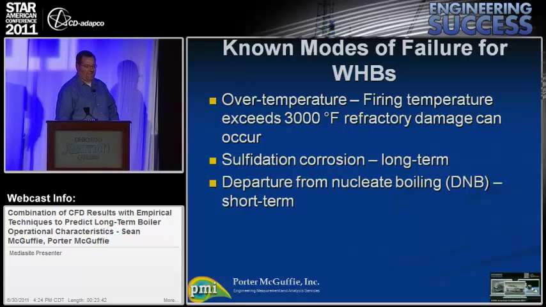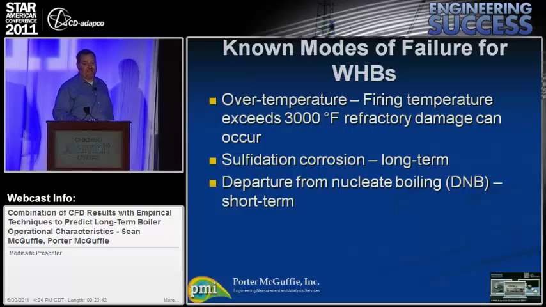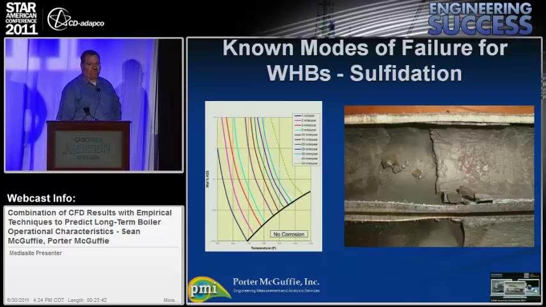And then the third failure mode is what's known as departure from nucleate boiling, film boiling occurring on the outside of the tubes. If this occurs, it's a short-term failure. It can happen in minutes. It can cause high temperature creep failure of your tubes, loss of your pressure boundary in the boiler, and the unit has to be immediately brought down.